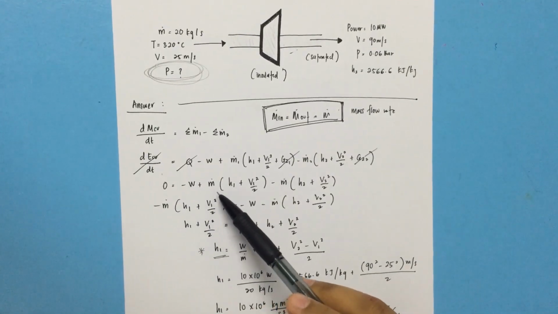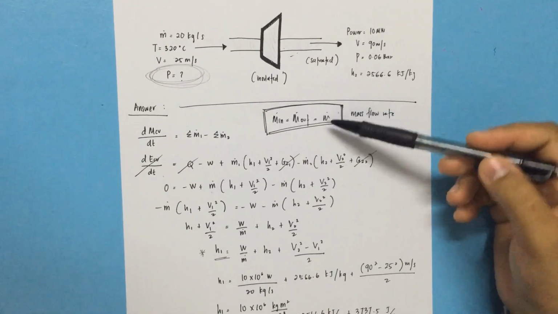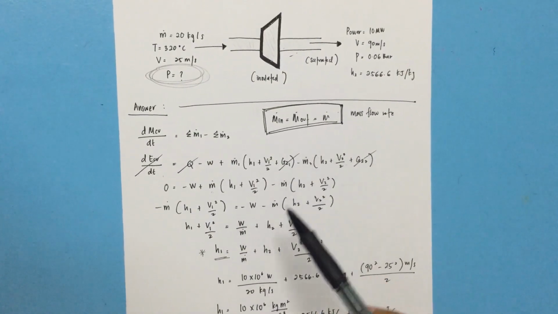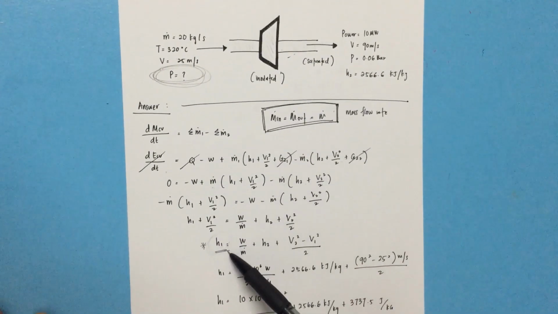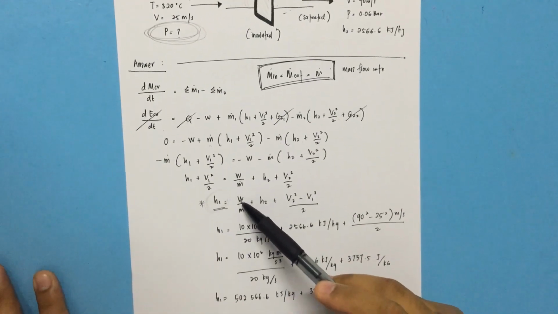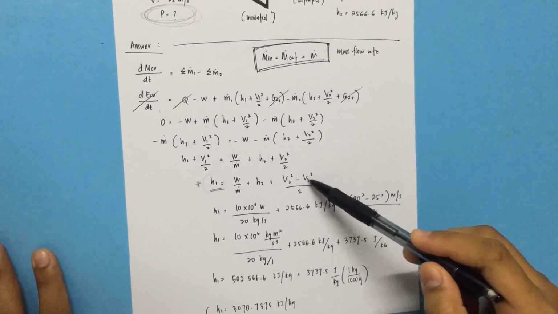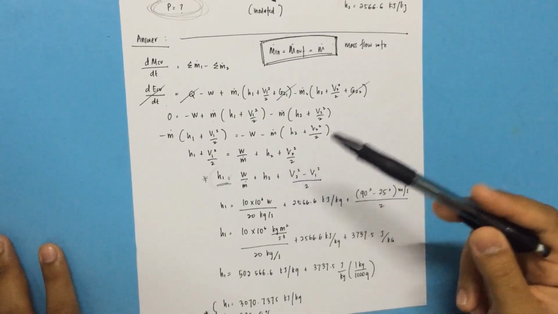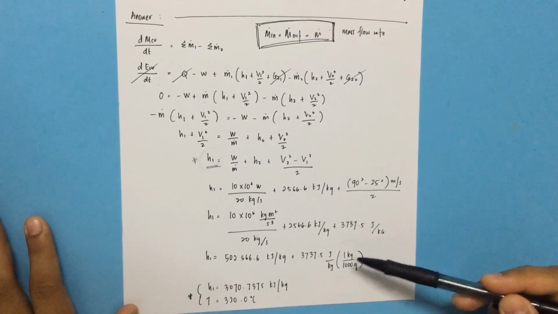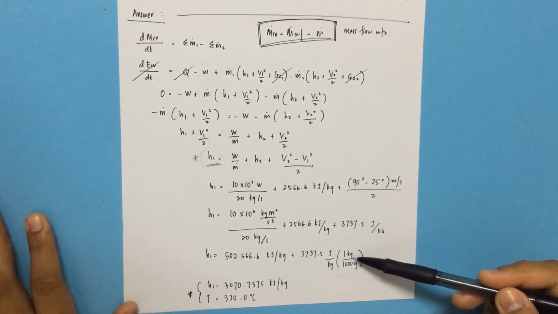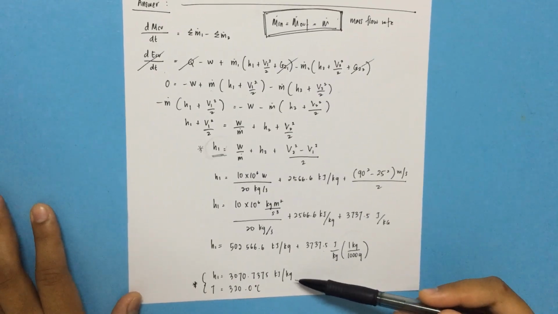0 equal to negative W plus mass flow rate for first part and second part. Here we already simplified it, so only one mass flow rate enters the steam turbine. So we proceed with the calculation and make enthalpy for part 1, H1, as the subject. H1 equal to work over mass flow rate plus H2 plus velocity part 2 minus part 1 over 2. And we insert all the information given. At this part, we need to times the velocity with 1 kilogram over 1000 gram to get the unit kilojoule over kg.